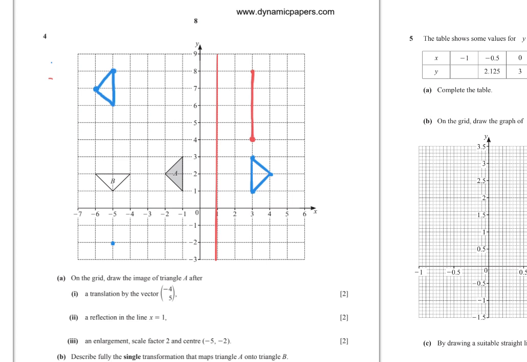And for this point, you can find it, or you can deduce it, because this point is 1 to the right from the middle, so it will be 2 to the right. Multiply each side by 2. Now join the points.